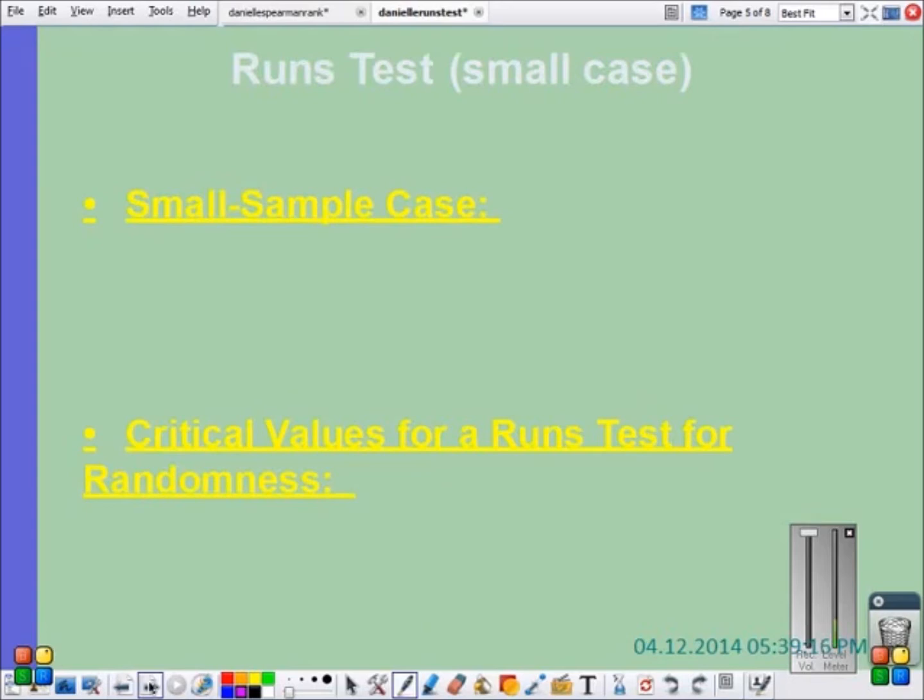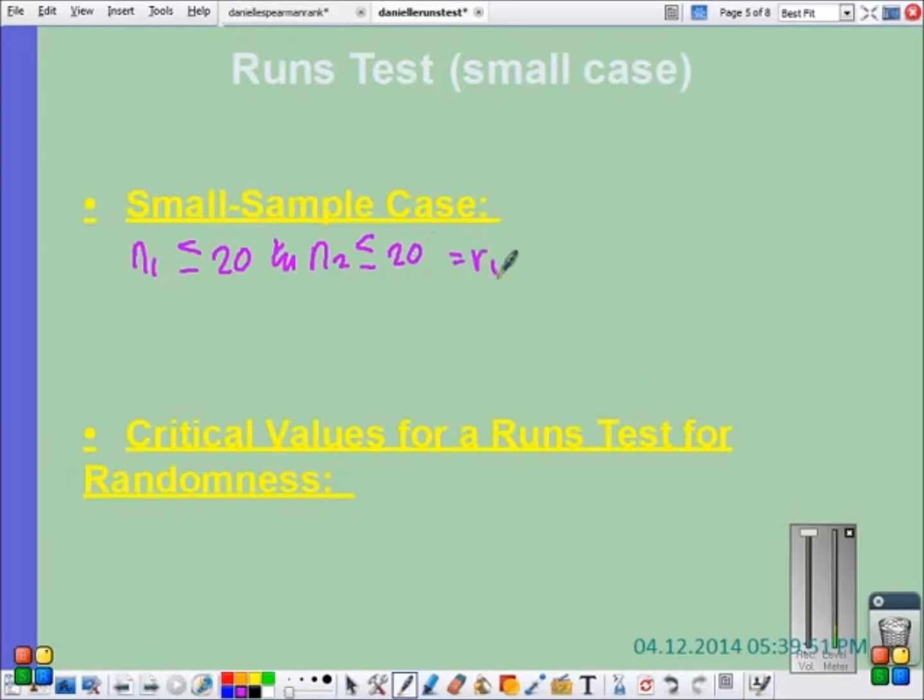Here's an example of a runs test, small case. N1 is the number of times event 1 occurred. N2 is the number of times event 2 occurred. If N1 is less than or equal to 20, and N2 is less than or equal to 20, the test statistic in the runs test for randomness is R, the number of runs.